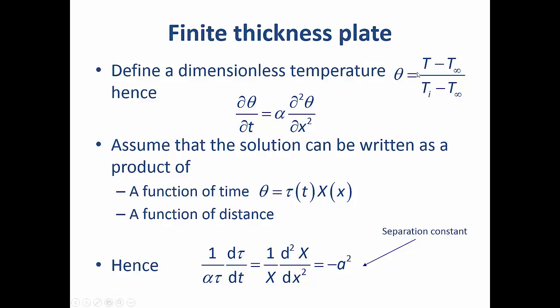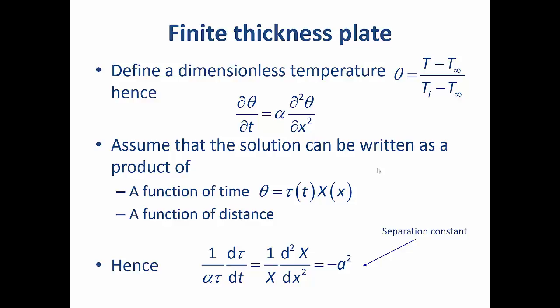Once again, I'm going to define a dimensionless temperature, which is in terms of the far field temperature and the initial temperature of the object that we're dealing with. So I can re-express my equation as ∂θ/∂t = α ∂²θ/∂x².